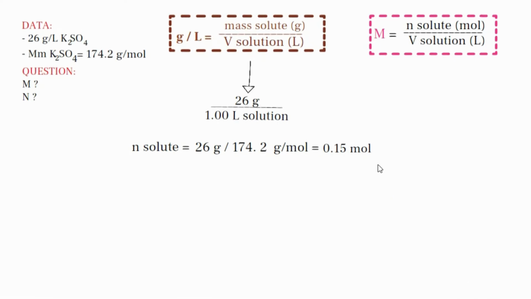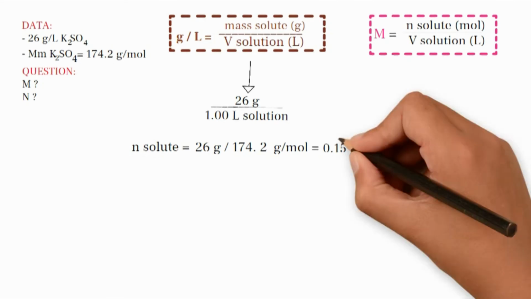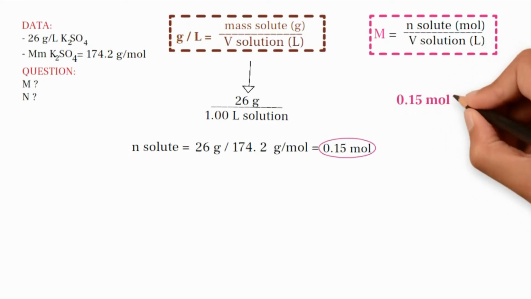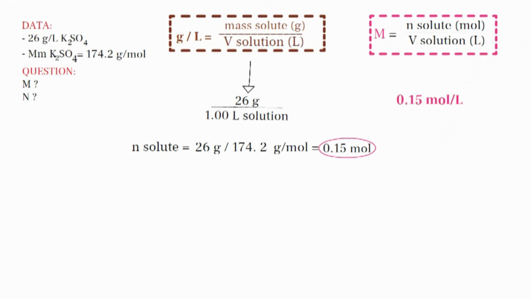But let's think a little bit about what we have. Now we have said that 26 grams is equal to 0.15 mole, okay? So this means that these moles are in 1 liter, because this is the solution we have. And what is mole in 1 liter? It is molarity. So guys, we have already the answer for molarity: it is 0.15 mole over liter. Now we need to find the normality.